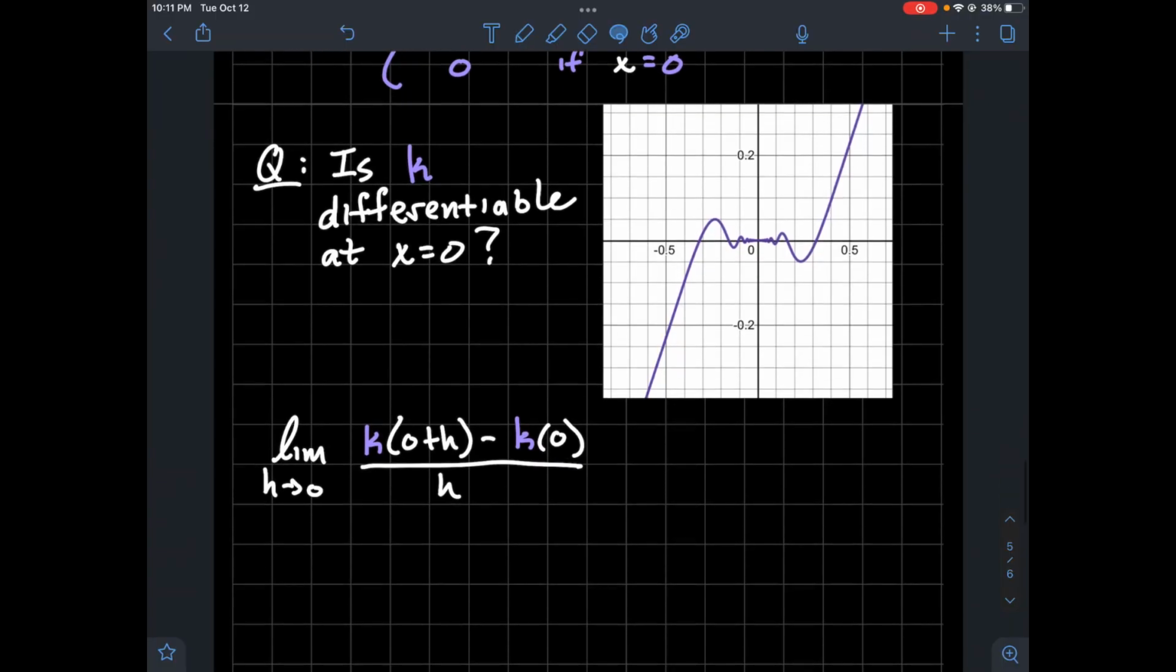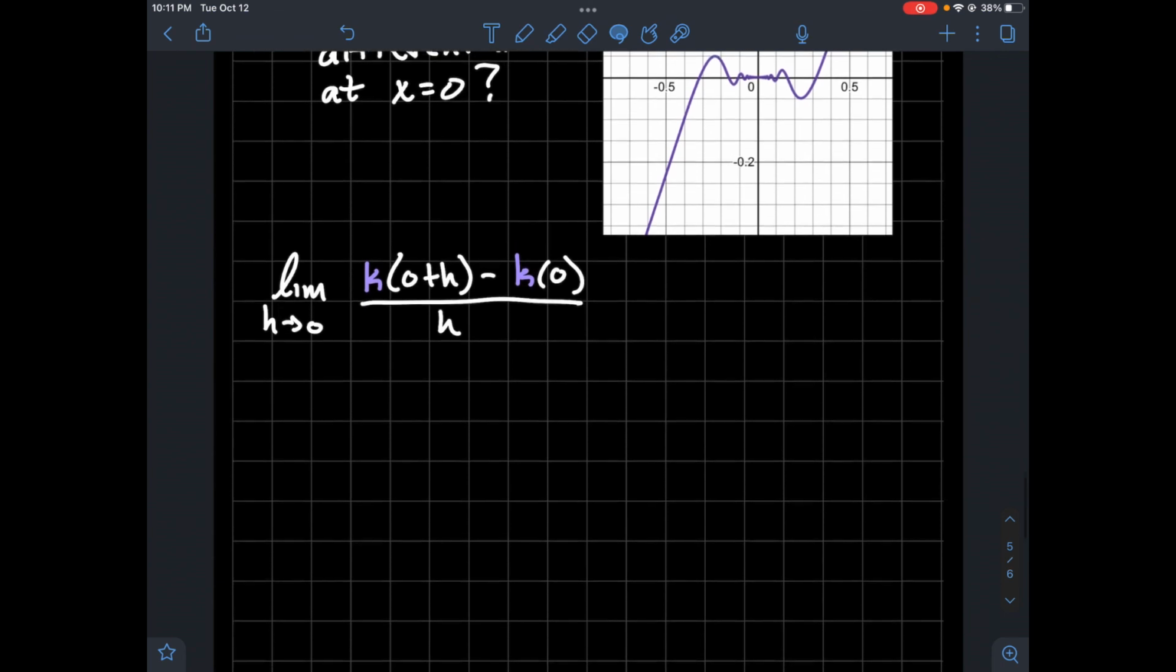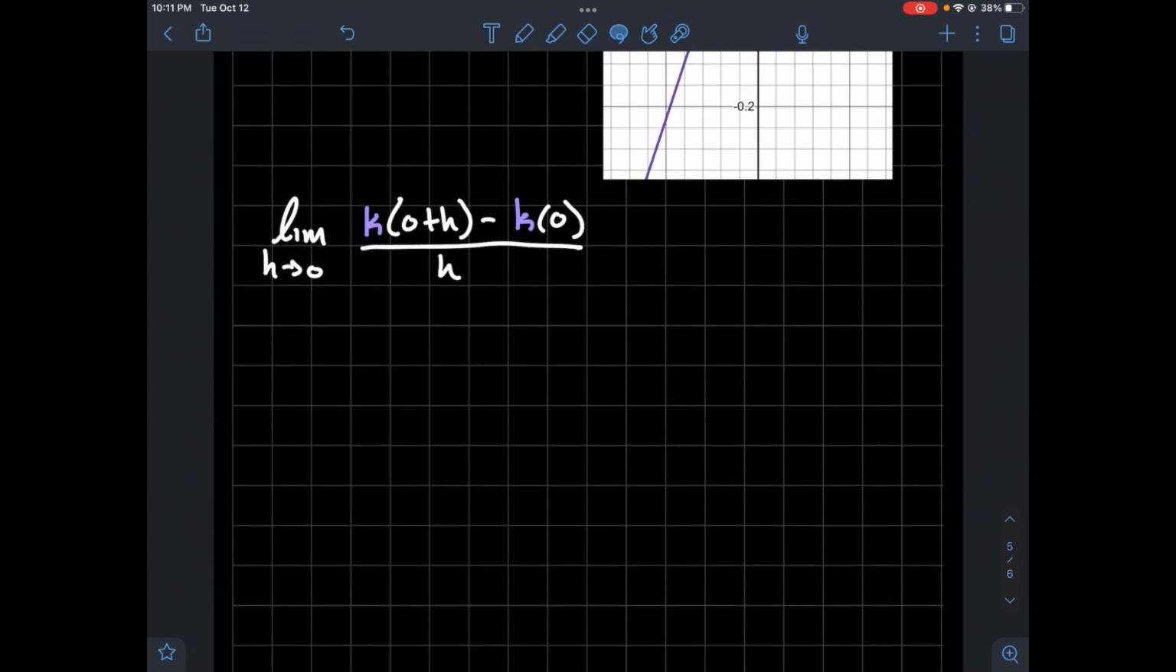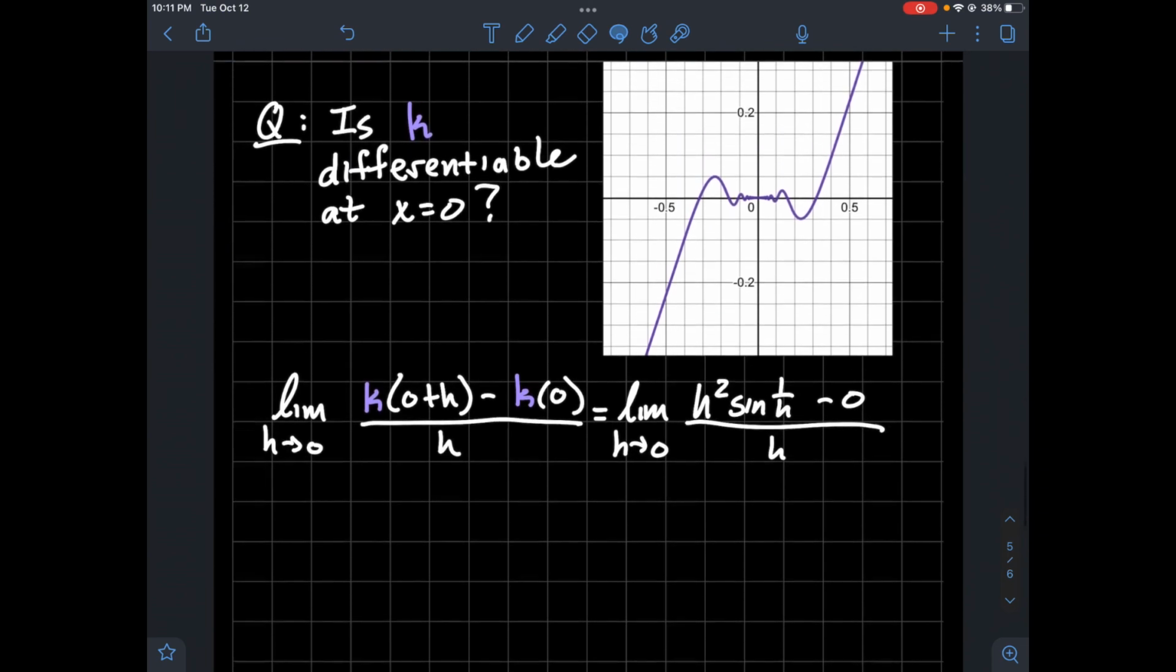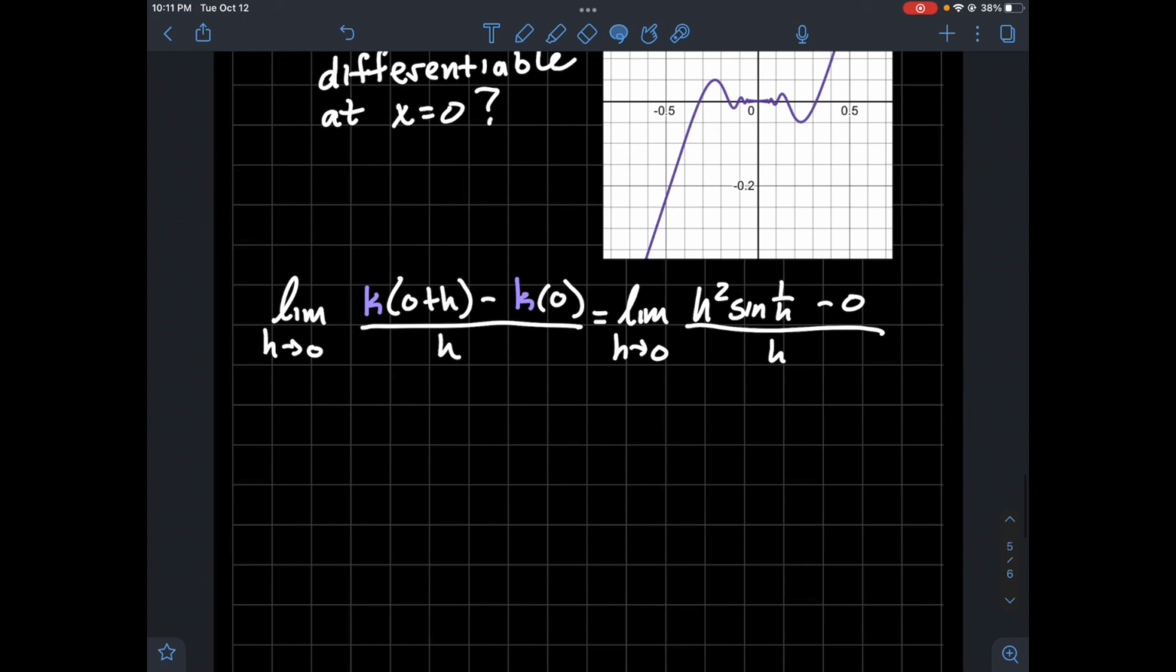What we'll do is we'll just compute what this difference quotient is whenever I plug in 0 for a. So the limit as h goes to 0 of k of 0 plus h minus k of 0, divided by h. When I plug that stuff in, the first part's just k of h, so that should be h squared sine of 1 over h. K of 0, if you look at the piecewise function, when you plug in 0, you get 0, so that's why that minus 0 is over there, then all divided by h.